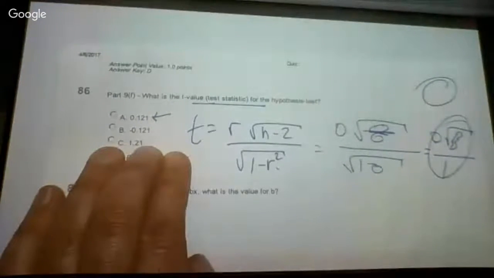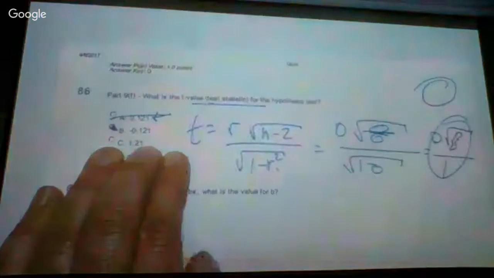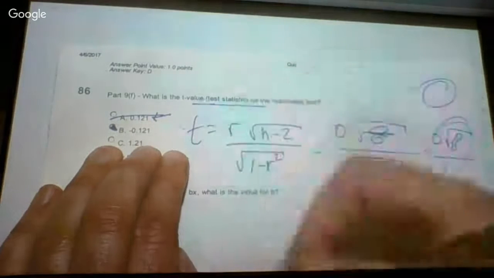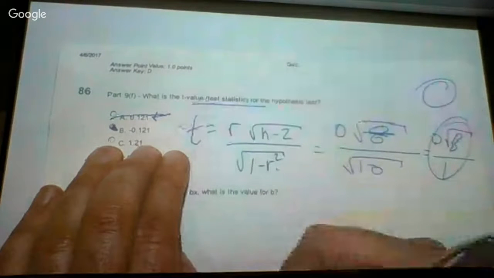I'm not comfortable with A though. As close as A is, B is the clutch answer, because r, as close as it is to 0, is technically negative. So you're going to have a negative test statistic. 86 is B.